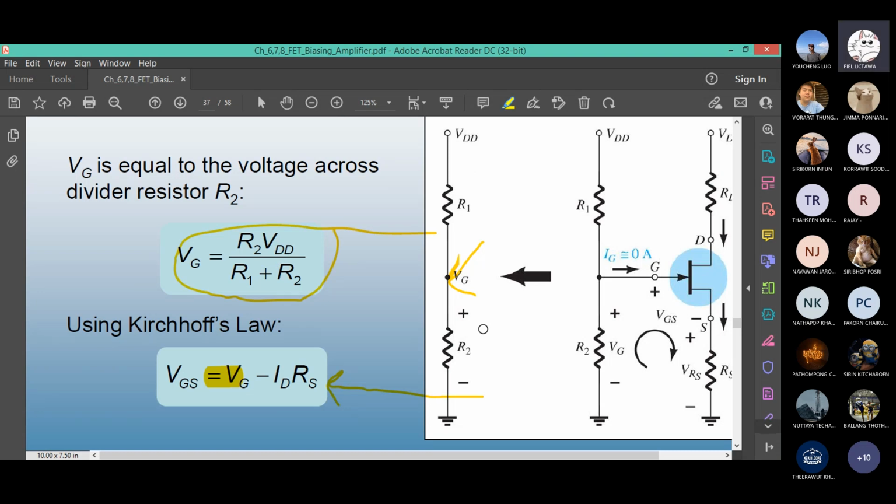Is it a positive value or a negative value, you think, for VG? Can you repeat the question? What will be the value of VG? Is it a positive voltage or a negative voltage? Always positive. If you put a positive DC bias and the resistor values are positive, this is a positive value.